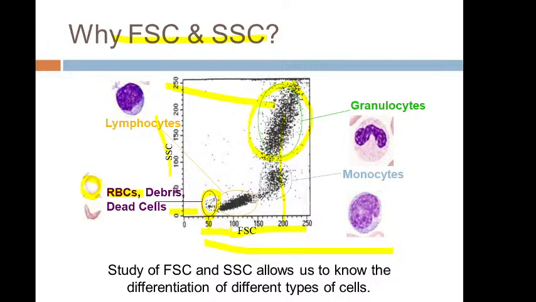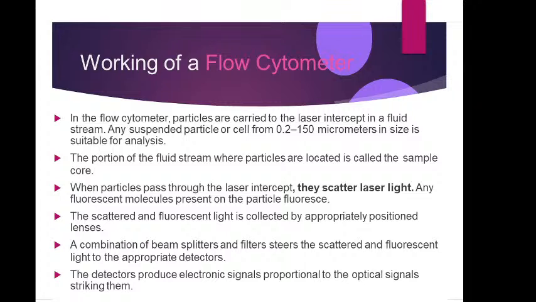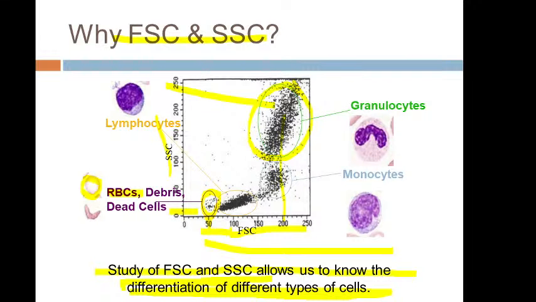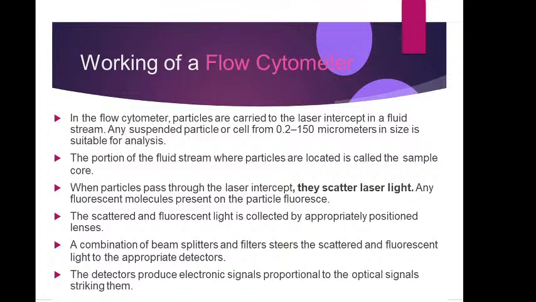So you have to draw this graph also, and you have to let me know the basic principle of flow cytometry along with forward scattering and side scattering. The study of forward scattering and side scattering allows us to know the differentiation of different types of cells. Then we will be able to differentiate the cells according to their size and according to their complexity.